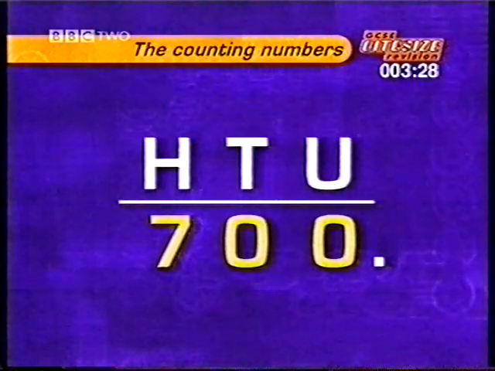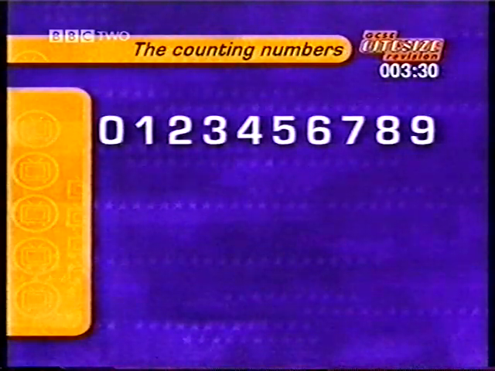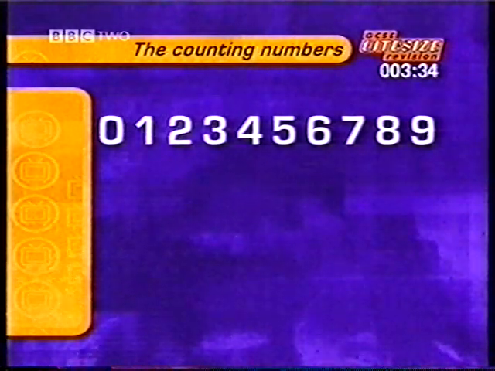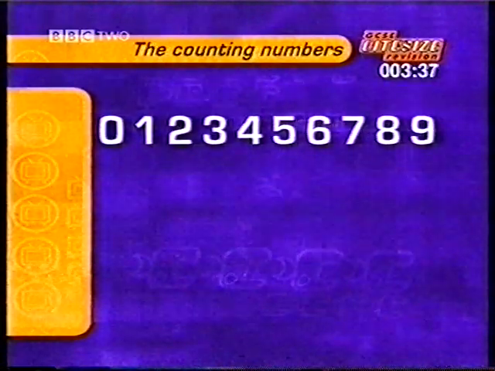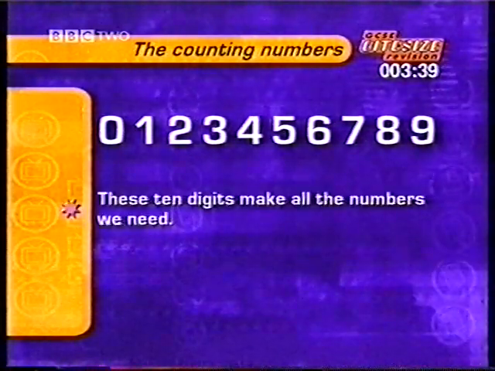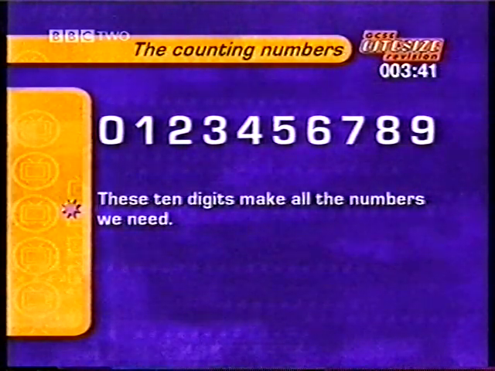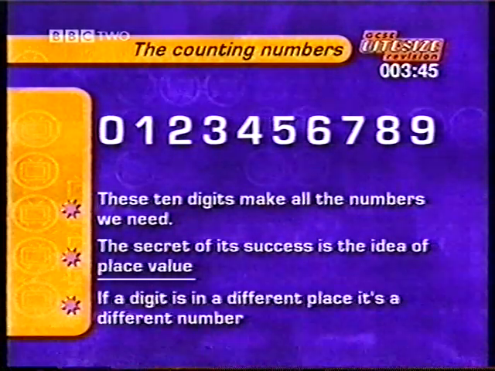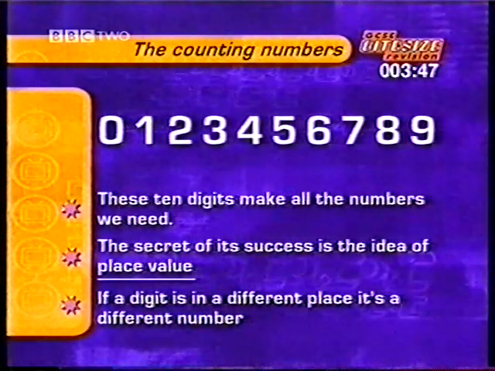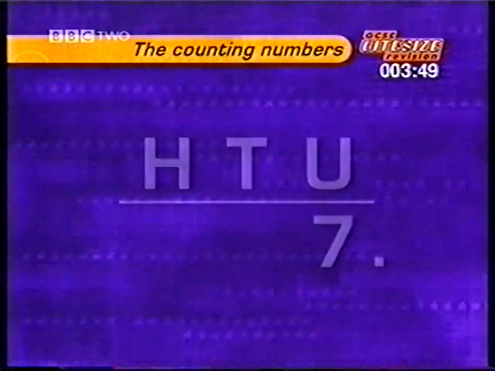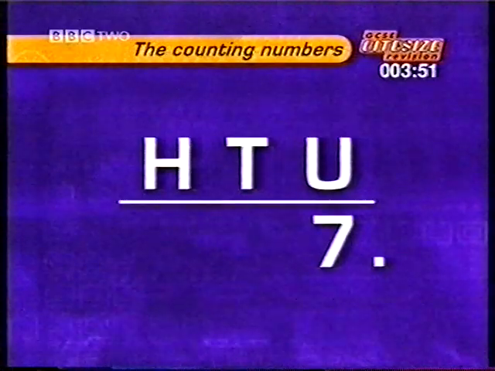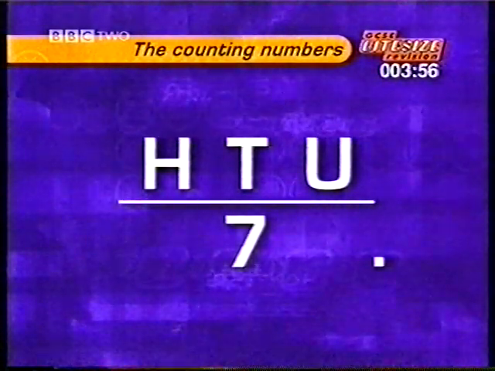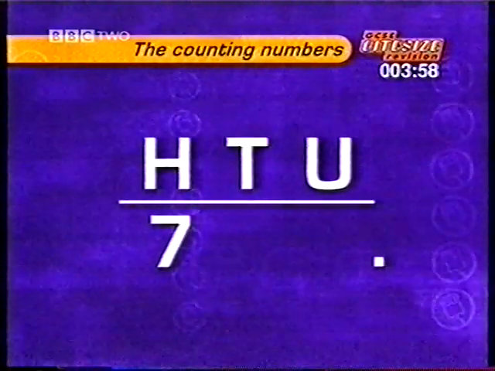700. The number system we use is based on the Hindu Arabic system, which uses only 10 different symbols or digits, 0 to 9. These 10 digits make all the numbers we need. The secret of its success is the idea of place value. If a digit is in a different place, it's a different number. The digit 7 placed here means 7. Here it means 70, and here it means 700, and so on.